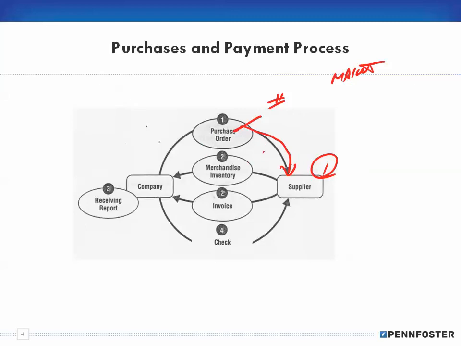So let's say they're picking up these supplies in the amount of, say, $250. So the supplier gets that purchase order because that purchase order is what they use in order to create their invoice that becomes our accounts payable, right?